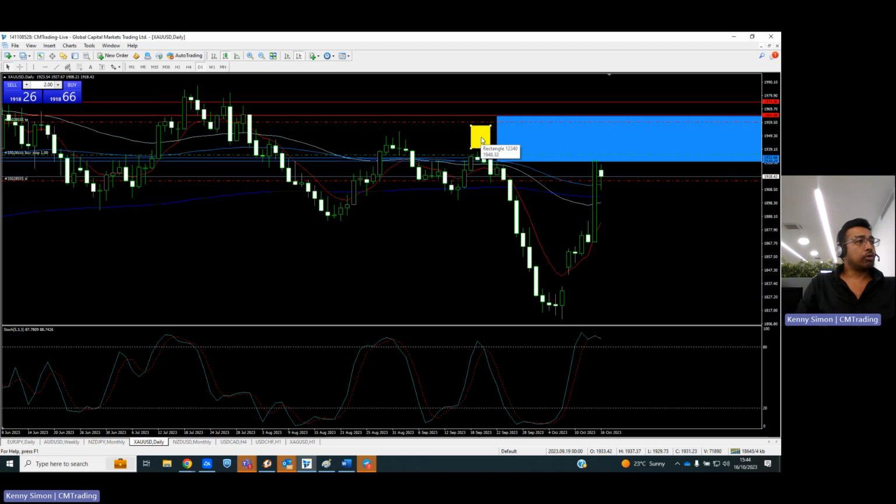So that's an area of a potential high right there. And then you want to compare that with the current price area. So the current price area is somewhere here, right?